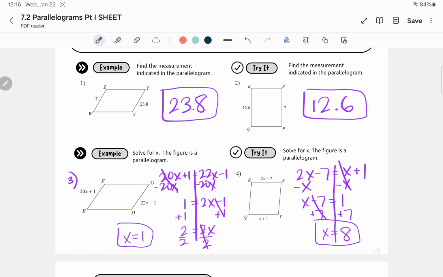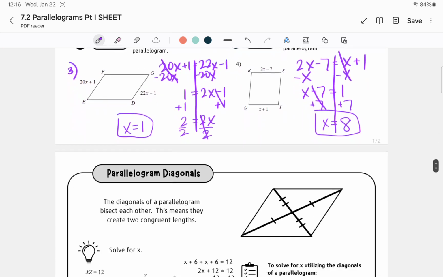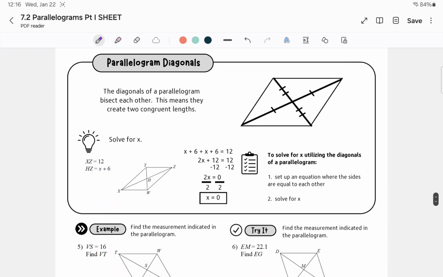All right, so front of this sheet, we're just saying that the two sides are equal, right? Pretty simple, but if you have any questions, let me know. And now we're getting into diagonals on the back.